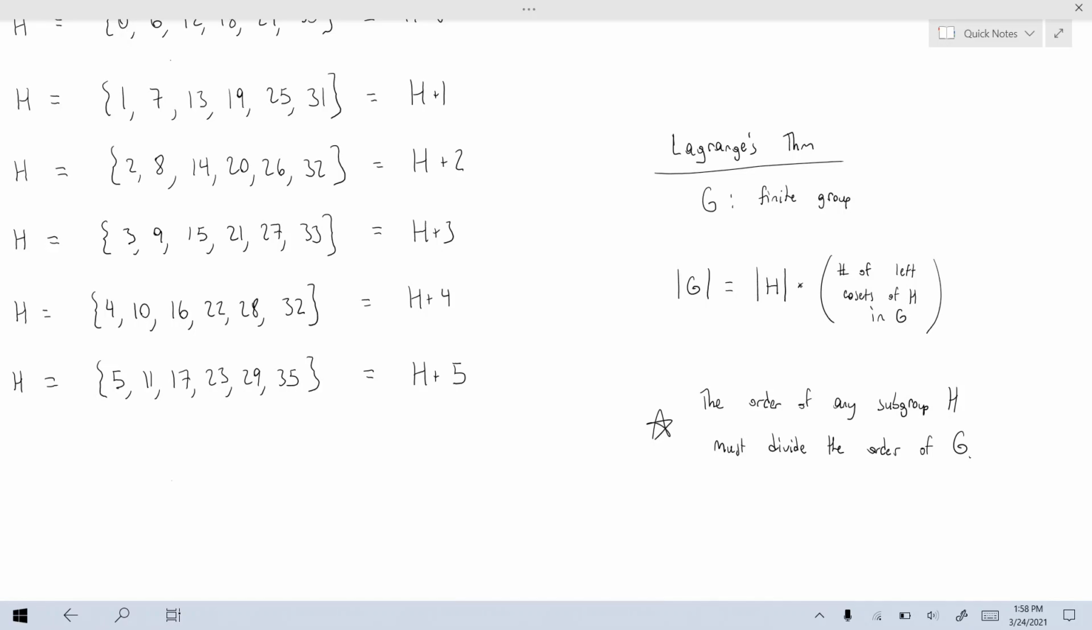So if you have a group of order 20, okay, then every subgroup would have to have an order which divides 20. So the subgroups would have to have order 1, 2, 4, 5, or 10. Okay? So that's kind of an interesting result that we get, which is called Lagrange's Theorem.